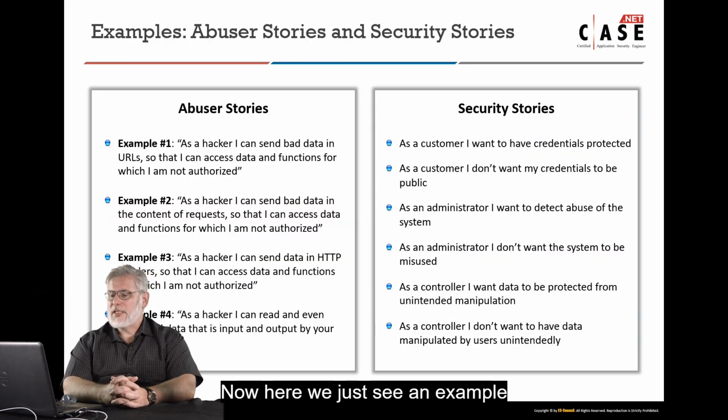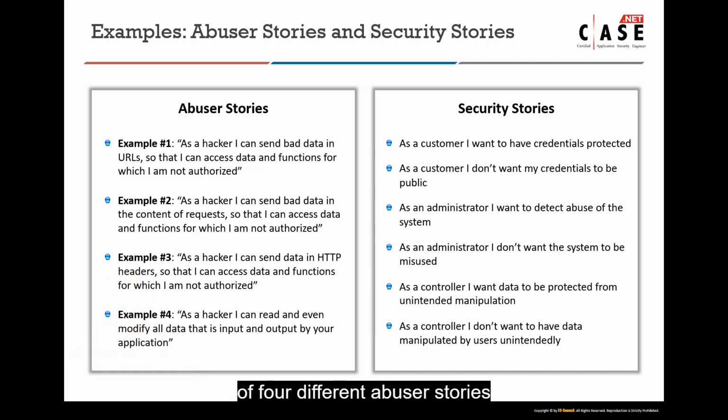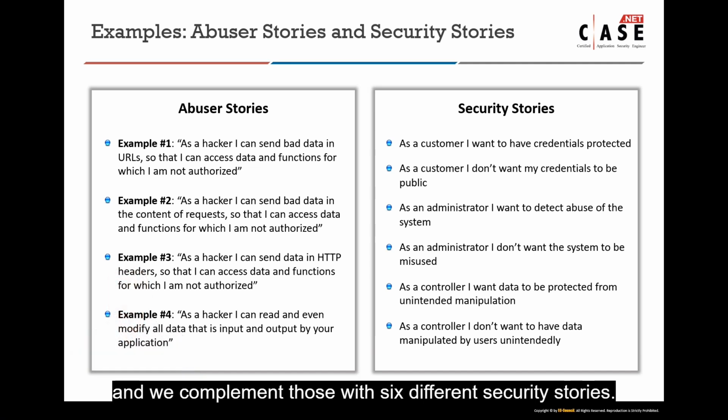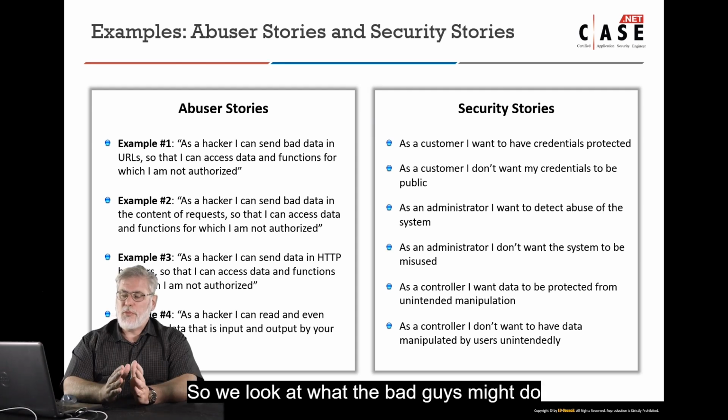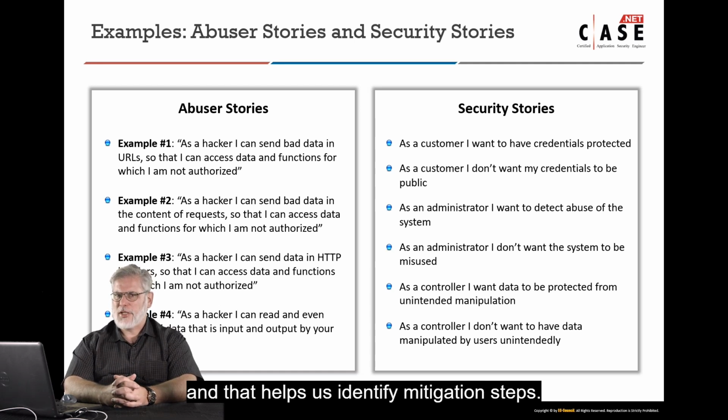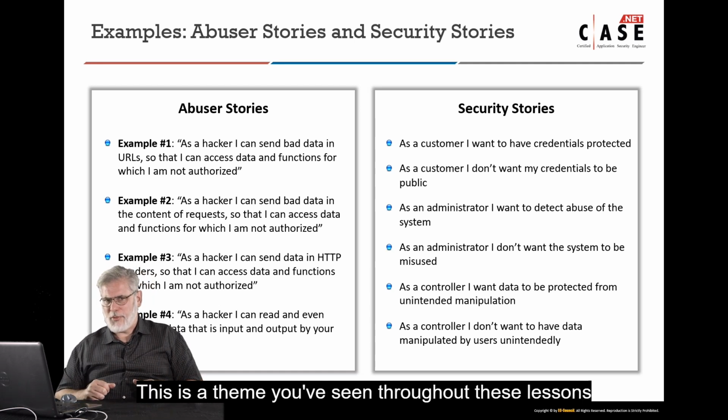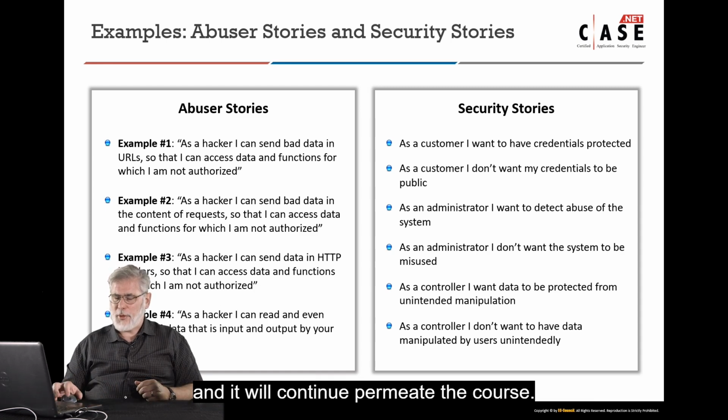Now here we just see an example of 4 different abuser stories, and we complement those with 6 different security stories. So we look at what the bad guys might do, and that helps us identify mitigation steps. This is a theme you've seen throughout these lessons, and it will continue to permeate the course.